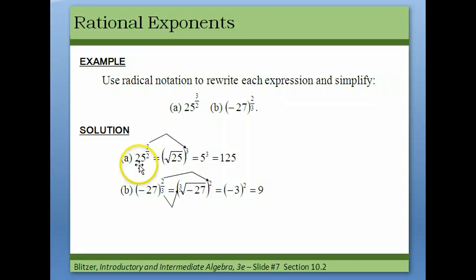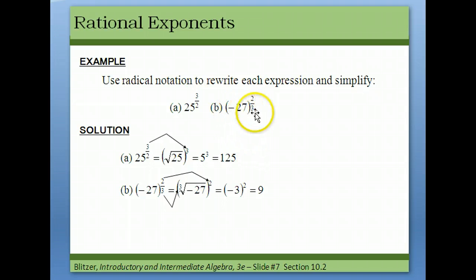Okay, so they've chosen to write the square root first, so we're going to do the square root, which is writing the 1/2 power, and then you take that result and raise it to the 3rd power, right? So that means here it's the square root of 25, which is 5, and then you cube that, which is 125. Okay, let's look at the next one.